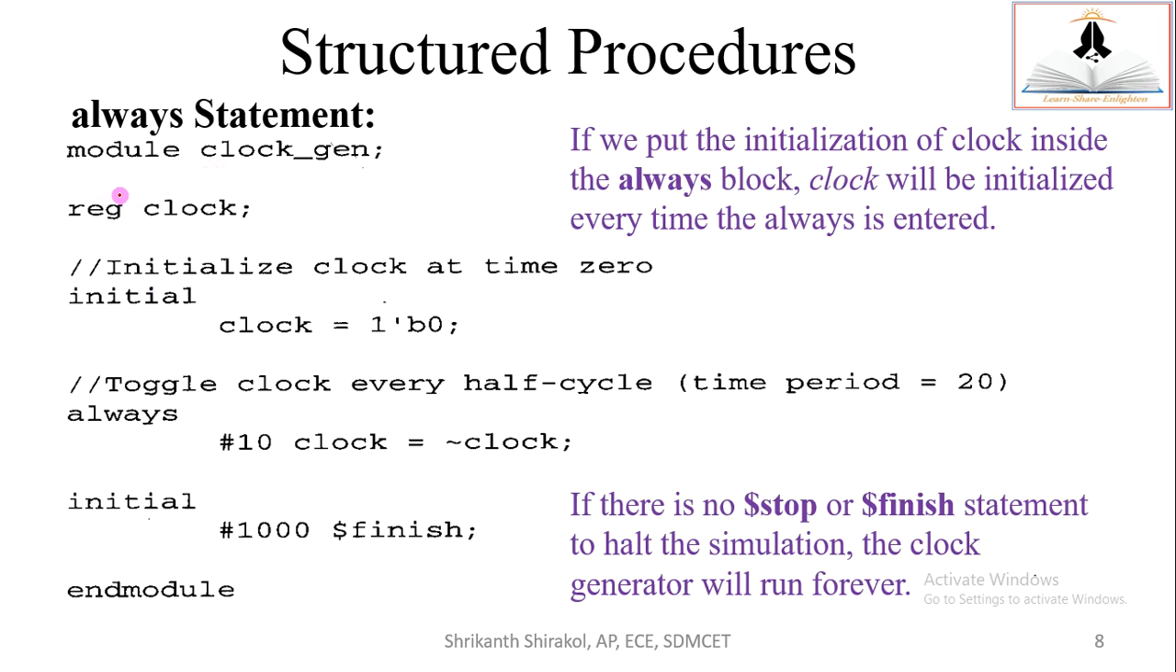Here's a code example explaining the always block. Module clock_gen, register clock. Here we want to generate a clock which toggles by itself after every 10 time units. If we put the initialization of the clock inside the always block, the clock will be initialized every time the always block is entered. So we are using an initial block. There is an initial block here.